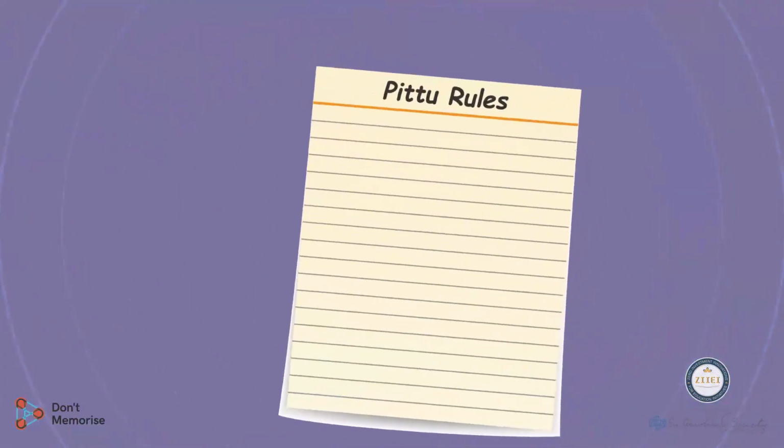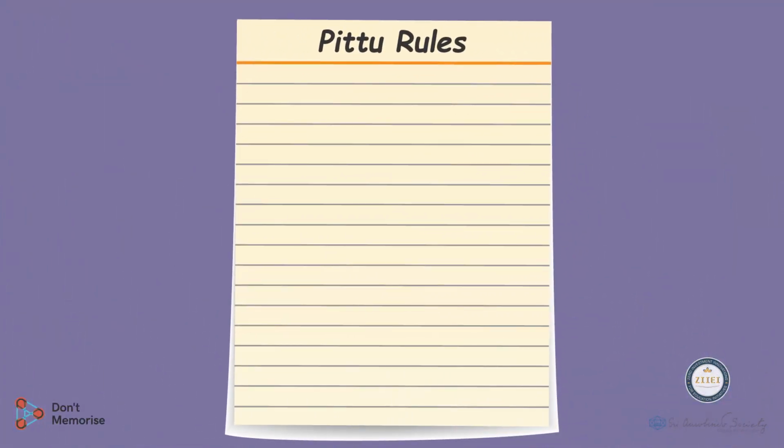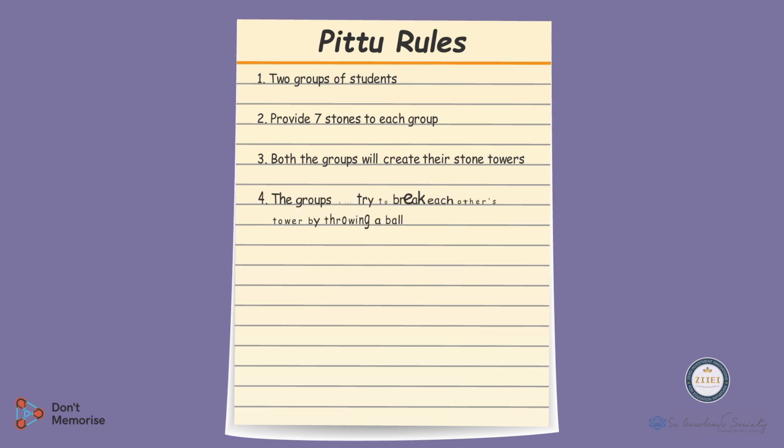The rules of this game have been modified to make it easier for our students. So, here we go. Once we have the 14 stones ready with us, divide the class into 2 groups. Next, provide 7 stones to each group and ask each of them to create a tower. 1 tower per group will then be created using all 7 stones. Both the groups will then try breaking each other's towers by throwing the ball.